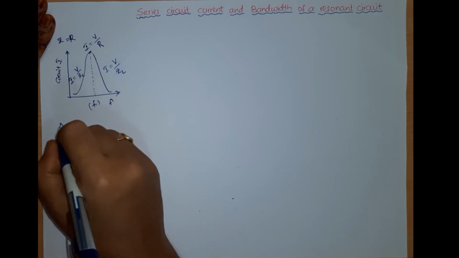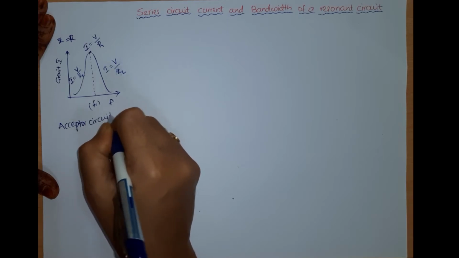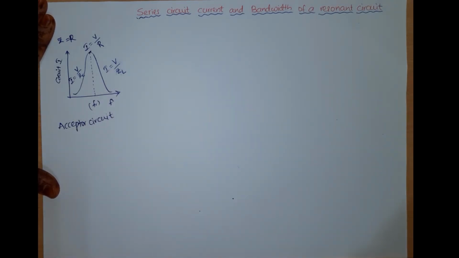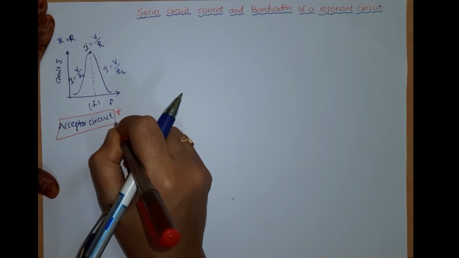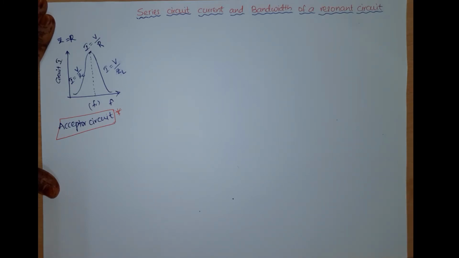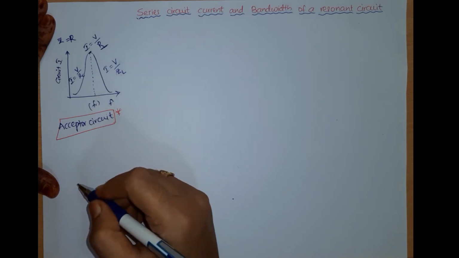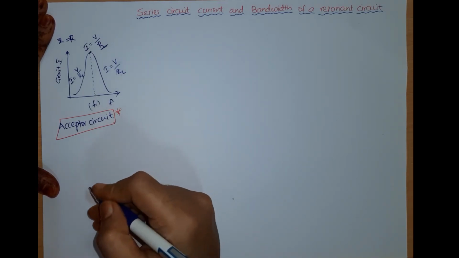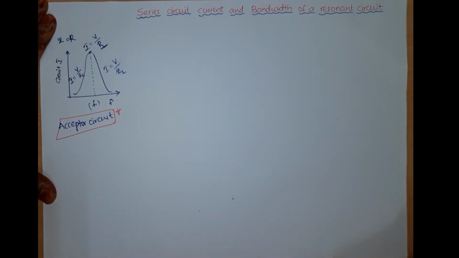Now, as a series resonance circuit only functions at the resonant frequency, this type of circuit is known as an acceptor circuit. What is called an acceptor circuit? The series resonant circuit is called an acceptor circuit at resonance. Why is it called an acceptor circuit? Because the impedance of the circuit is minimum. If impedance is minimum, it easily accepts the current whose frequency is equal to the resonant frequency. As the opposition is minimum, it is able to accept the current, so it is called an acceptor circuit, right?